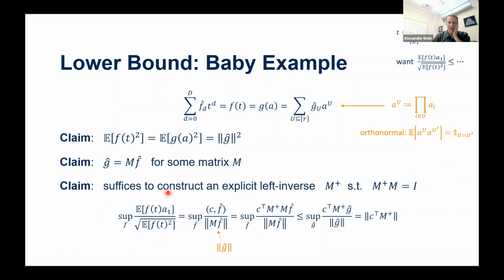This was just the thing we started with that we wanted to control. Now I'm just plugging in this first claim on the bottom. This thing is equal to g hat squared. That's what I'm doing here, but I wanted to write it in terms of f hat, so I'm writing M times f hat instead of g hat. And the numerator, we talked about this before, is just a linear function in f.